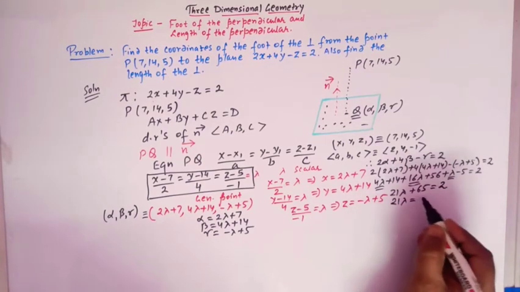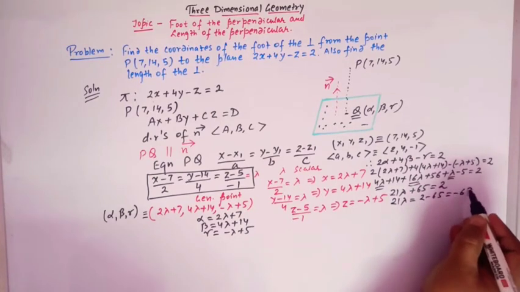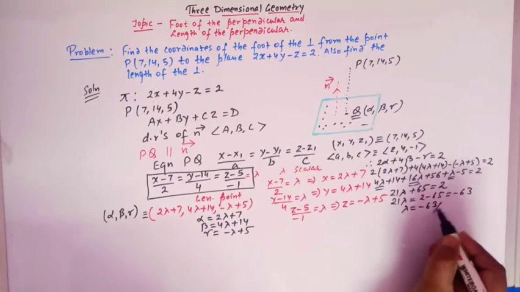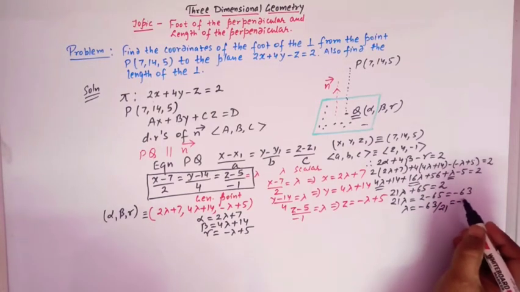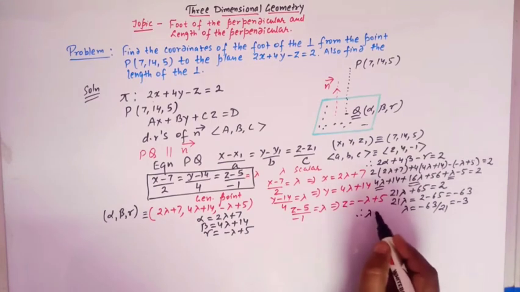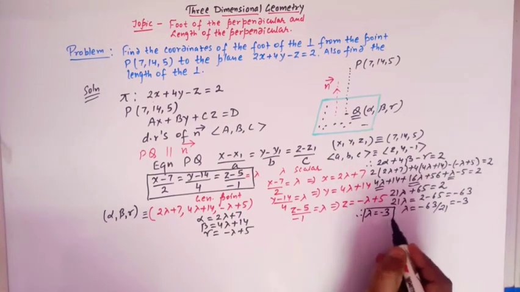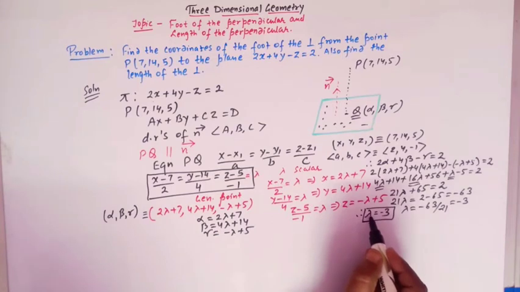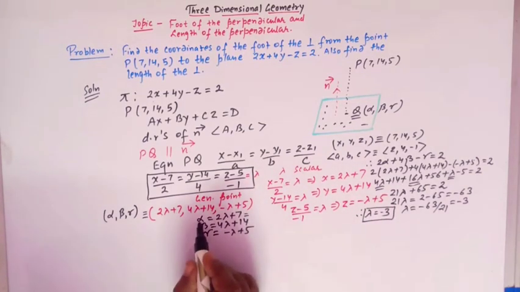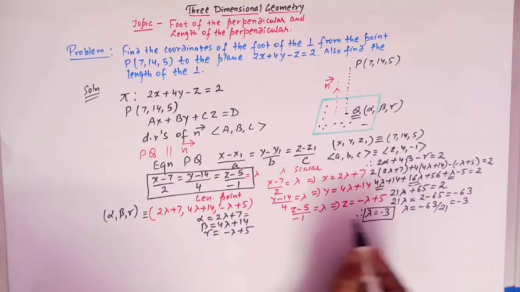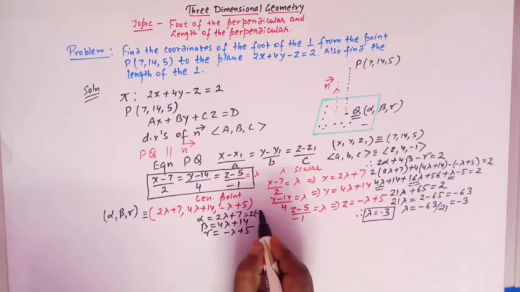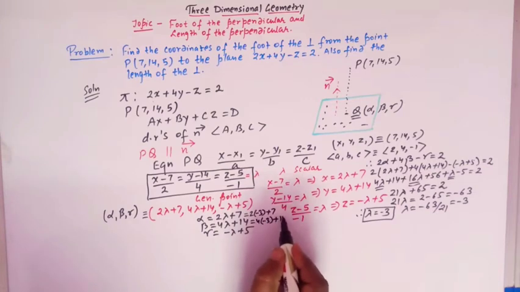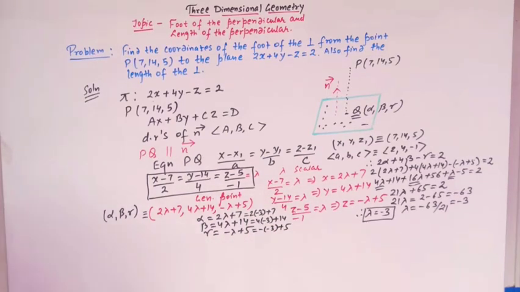So 21 lambda is equal to 2 minus 65, that is minus 63. So lambda is minus 63 over 21, that is minus 3. So therefore the value of the scalar lambda is equal to minus 3. Now if we take this lambda and put it here, then we can get the value of alpha, beta and gamma. So if we take lambda as minus 3, we get 2 times minus 3 plus 7, here we have 4 times minus 3 plus 14, and here we have minus of minus 3 plus 5.